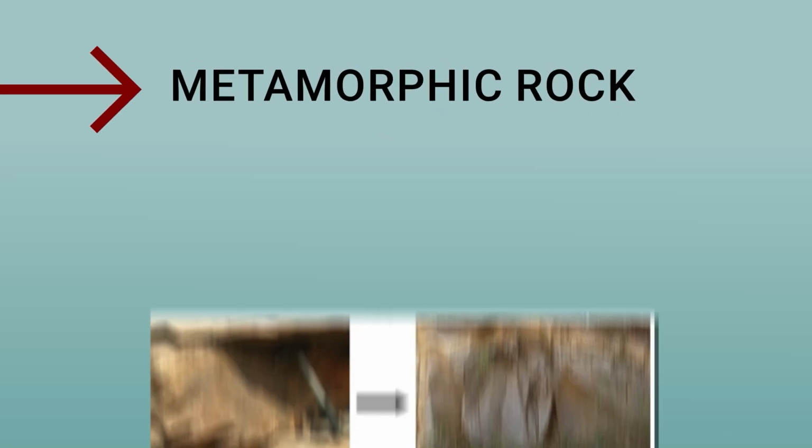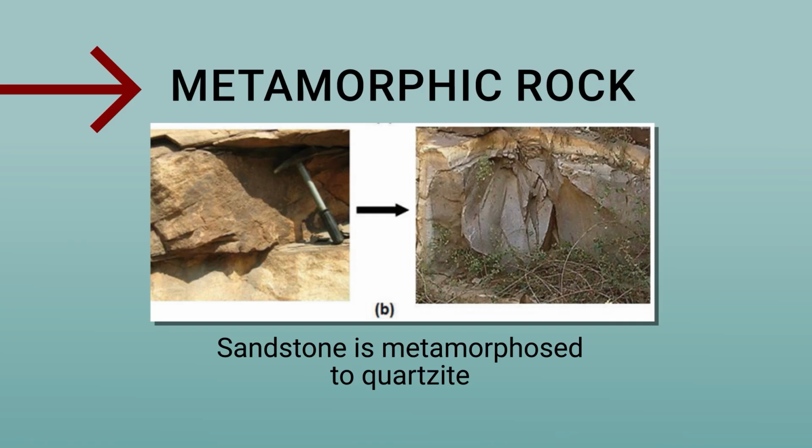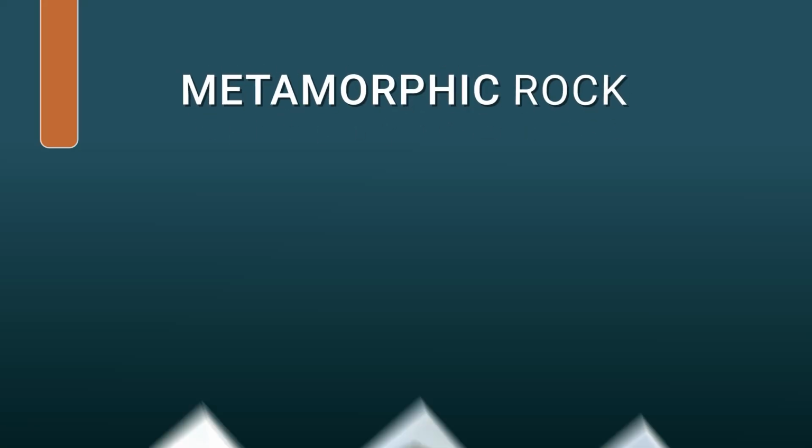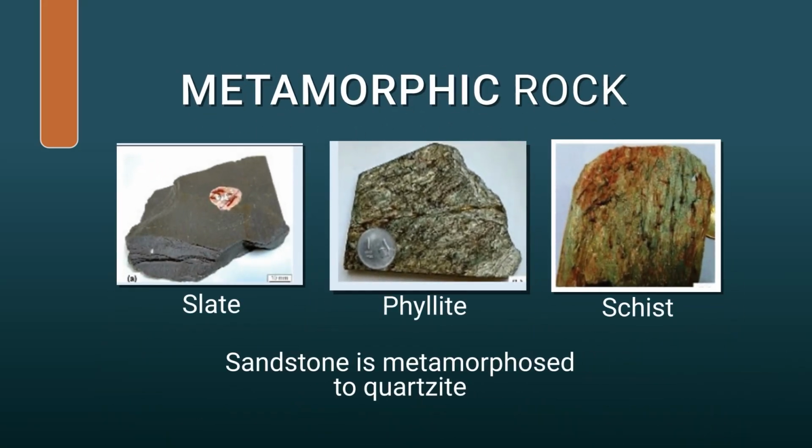Now sandstone can be again metamorphosed to quartzite. Composition is the same, but the arrangement of grains is different. Now there are three examples of metamorphic rock. One is a slate which is plain, second is phyllite, you can see, and third is schist. These are the three different kinds of rocks which are there in the metamorphic rock.